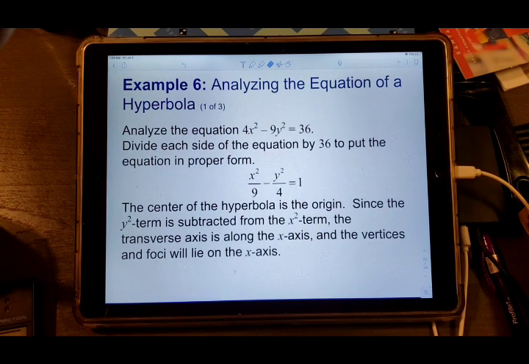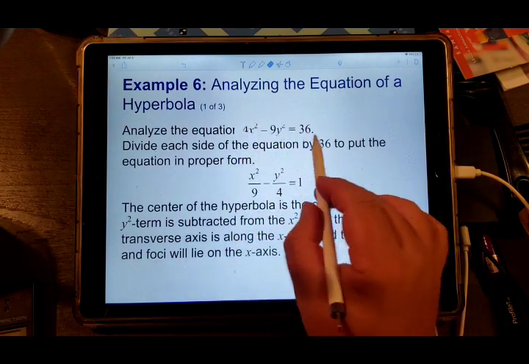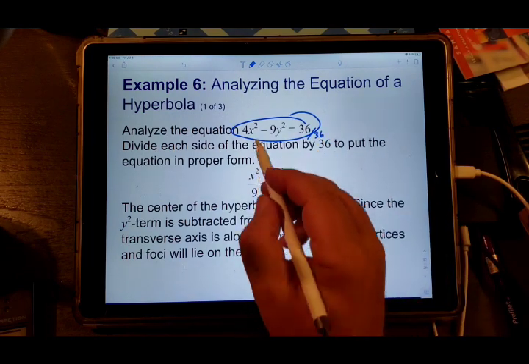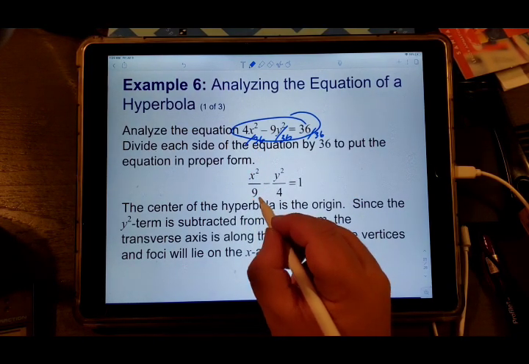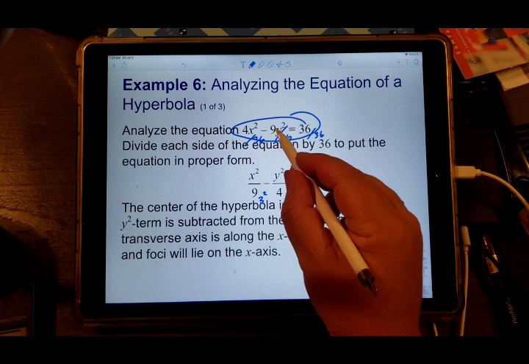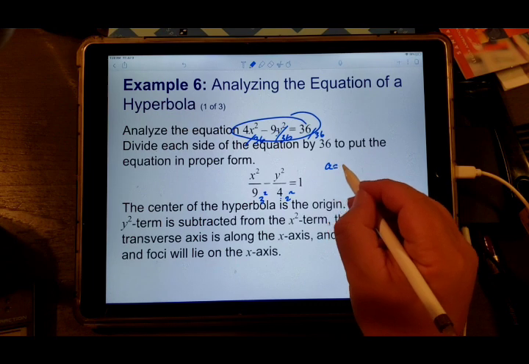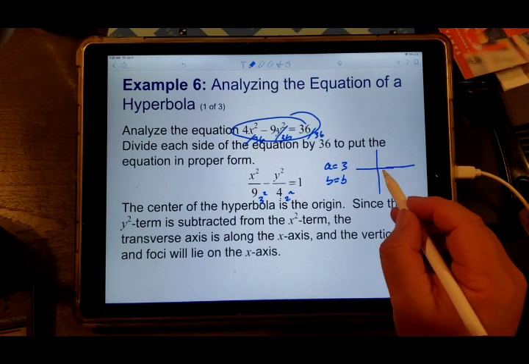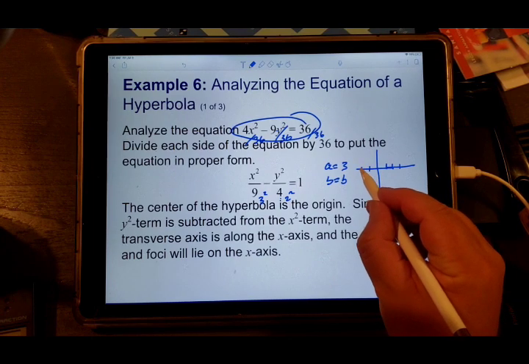All right, this will be our last example in this whole thing. Actually, maybe not. We'll see. All right, so they gave us this. I want to divide by 36. So I get x squared over 9, which we secretly think of as 3 squared, and y squared over 4, which we think of as 2 squared. And so I know my a, and I know my b. And remember, since a is under the x, I'm going to go 1, 2, 3, 1, 2, 3.